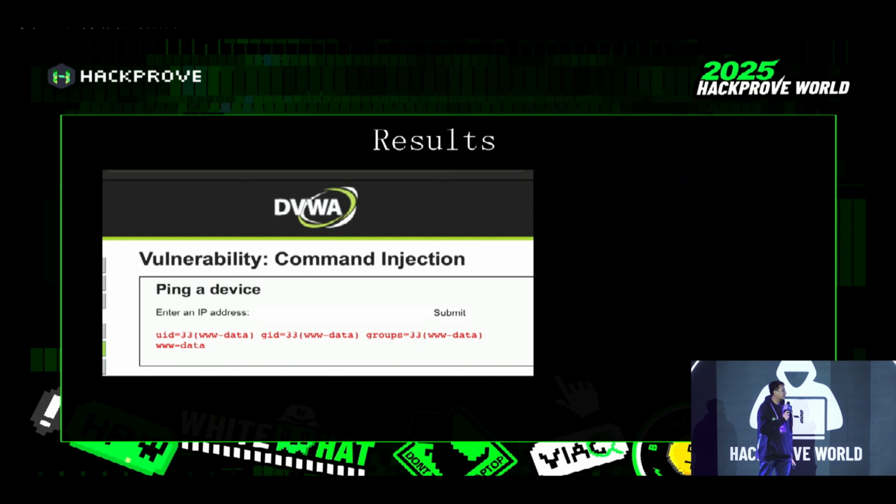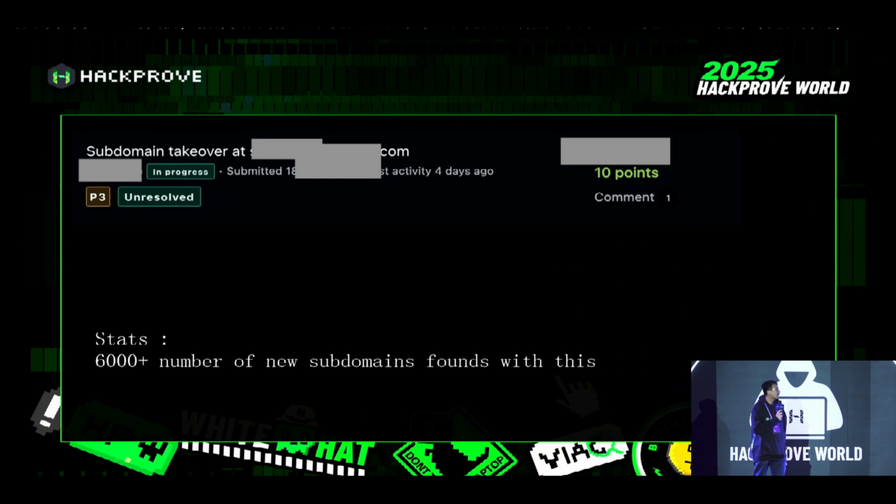I found an instance of DVWA on a bug bounty program. For the audience members who are unfamiliar, DVWA is a vulnerable web application used for practicing web application vulnerabilities. One of the lessons on DVWA is command injection, so we got a quick remote code execution on the server. Other than that, I also found 2 instances of subdomain takeover on a different program. I found a total of 6,000 new subdomains. 6,000 new subdomains doesn't sound like a lot, but please keep in mind that these 6,000 subdomains were not found by any other bug hunting or subdomain enumeration methodology.